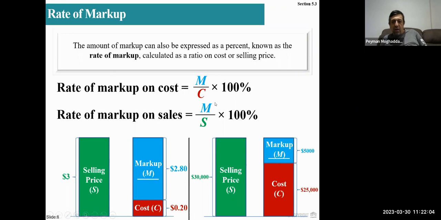For the case of car, markup to cost is going to be 5,000 divided by 25,000. It's going to be 20%. So this is 20%, but this is 1,400% for the bread.